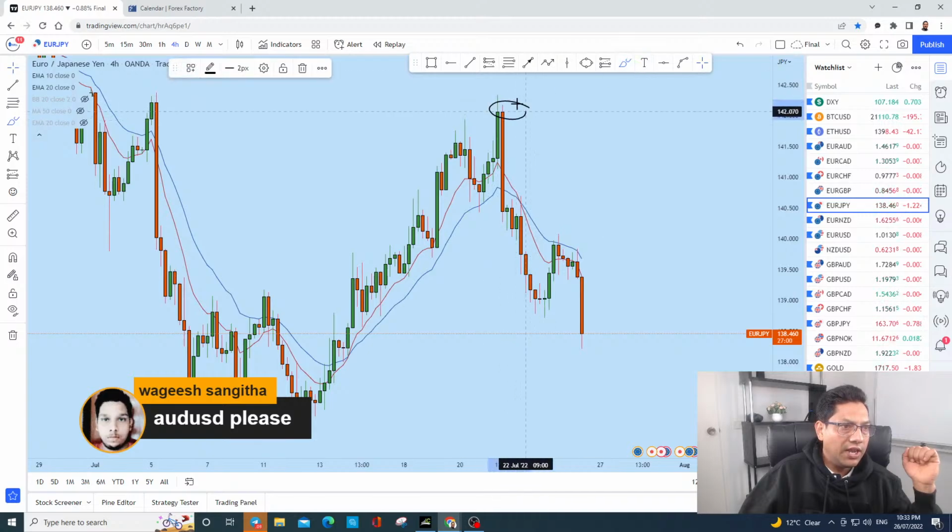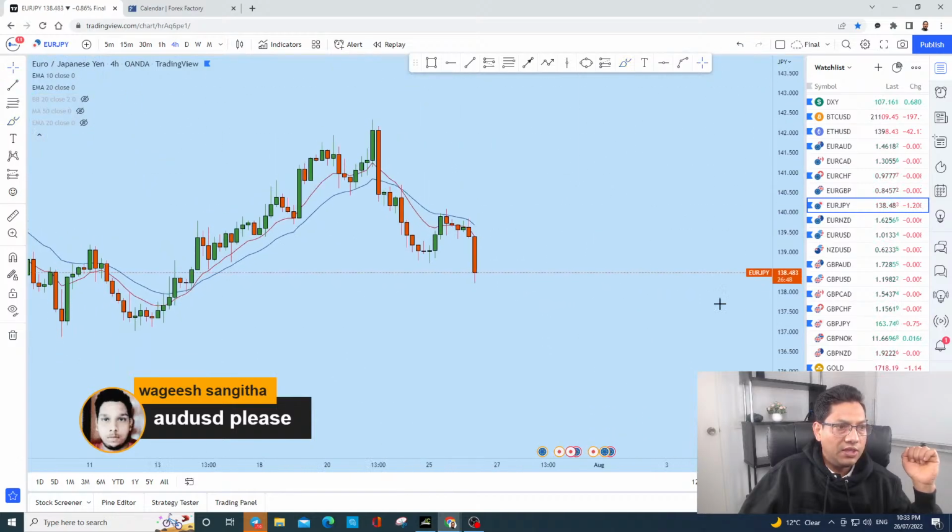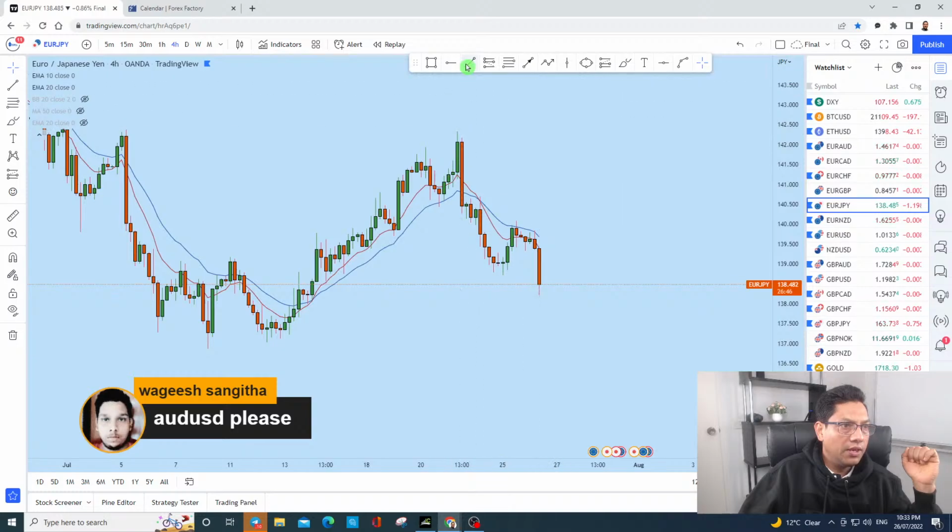First of all, there is a head and shoulder: head, left shoulder, right shoulder. This is the Euro-JPY, head, left shoulder, right shoulder, and from this head and shoulder we have seen that Euro-JPY started to move.